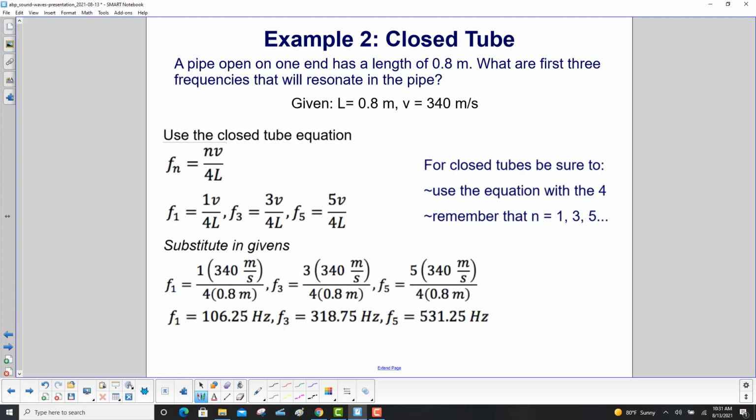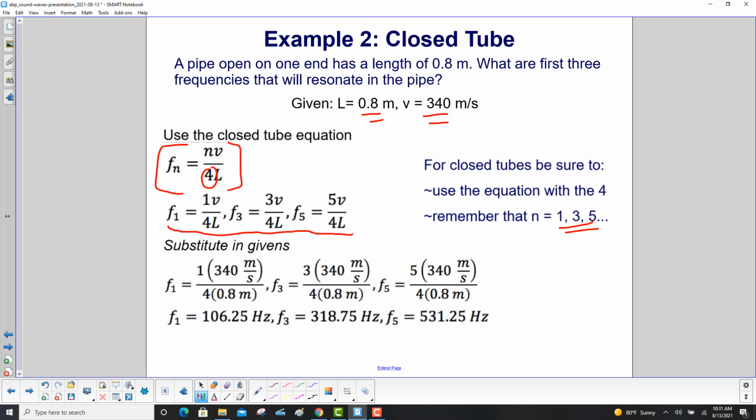We have the given length, and this time we're going to write the velocity down because we need to find the frequency. We're going to use the closed tube equation, which is this, and be sure to use the 4 here. We had a 2 there with the open tube, and also this time you can only use N values that are odd, 1, 3, and 5. So f1 is 1v over 4L, f3 is 3v over 4L, and f5 is 5v over 4L.